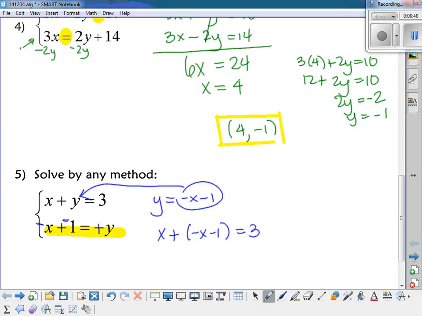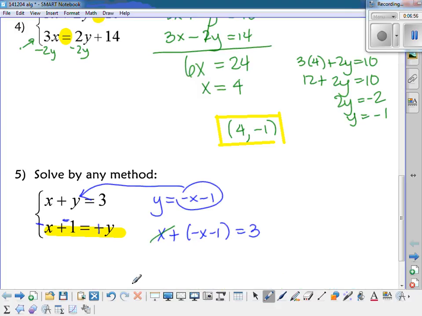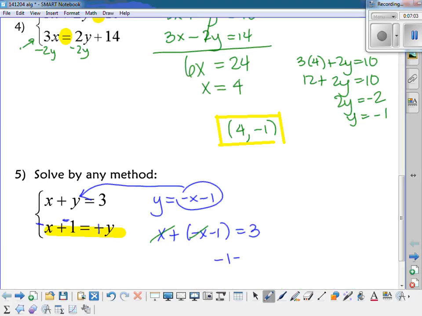All right, so x minus x is what? What happens? What's 1 minus 1? 0. Those totally cancel out, right? So I get negative 1 is equal to 3. Is that possible? No. So what's that mean? No solution. Those are parallel lines. They'll never intersect.